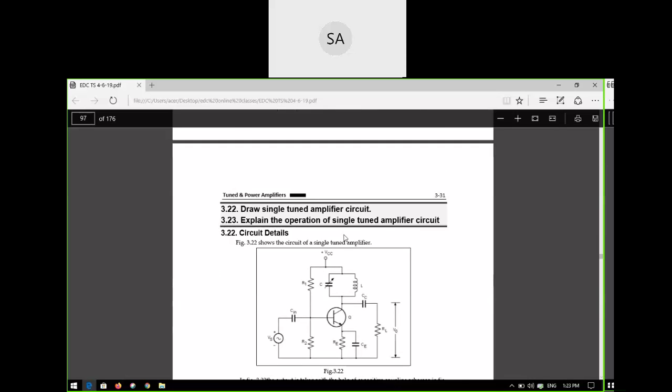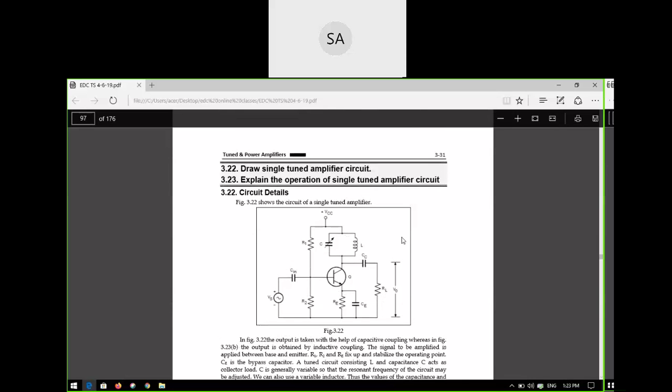So if you see the circuit diagram for a single tuned amplifier, it resembles a common single stage RC coupled amplifier, a single stage CE amplifier, correct or not? What is the difference? The only difference is this load. RL is replaced with the parallel combination of L and C.